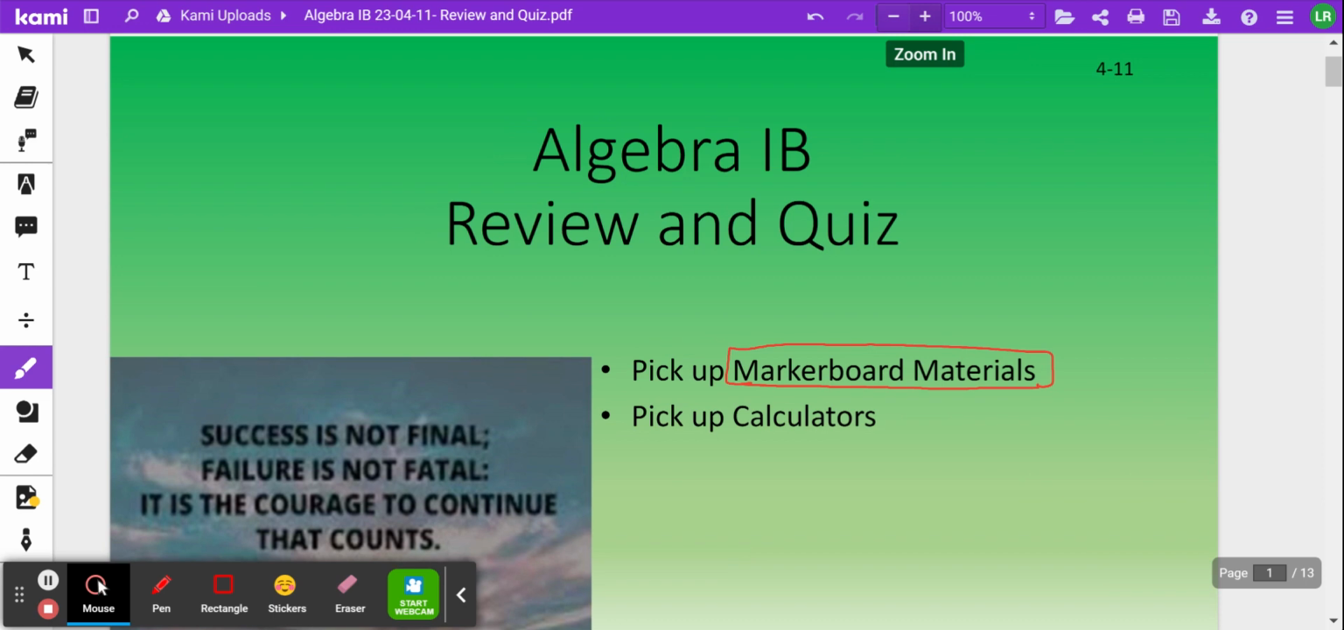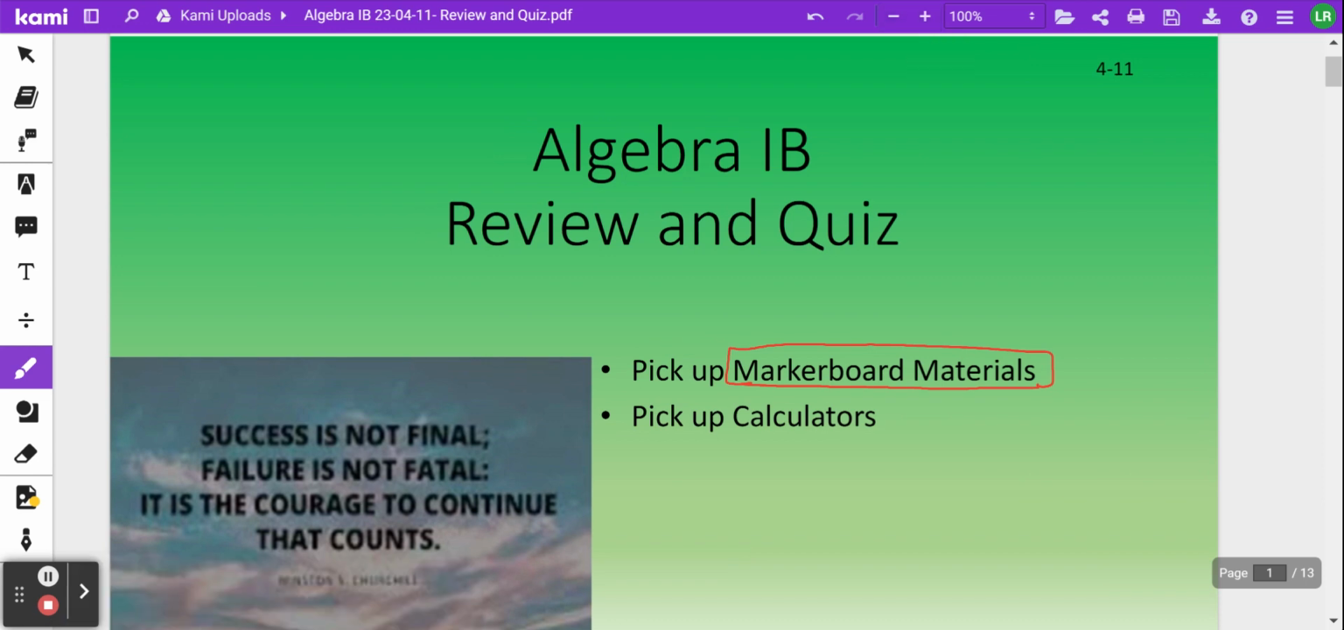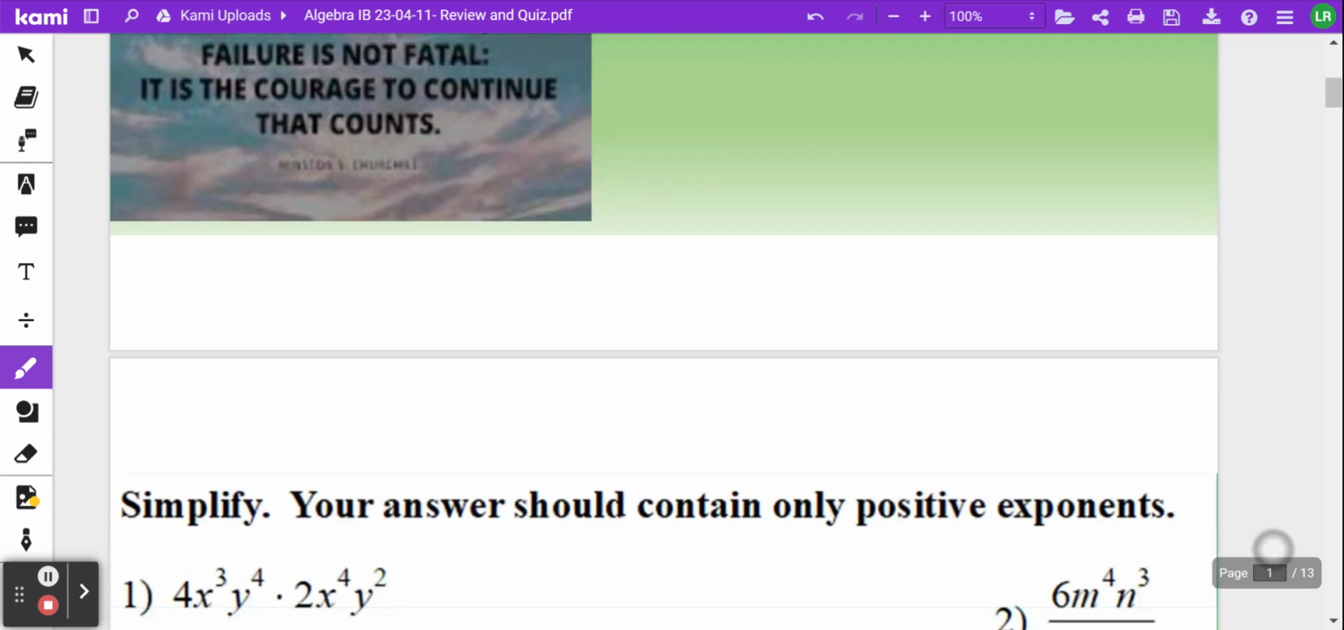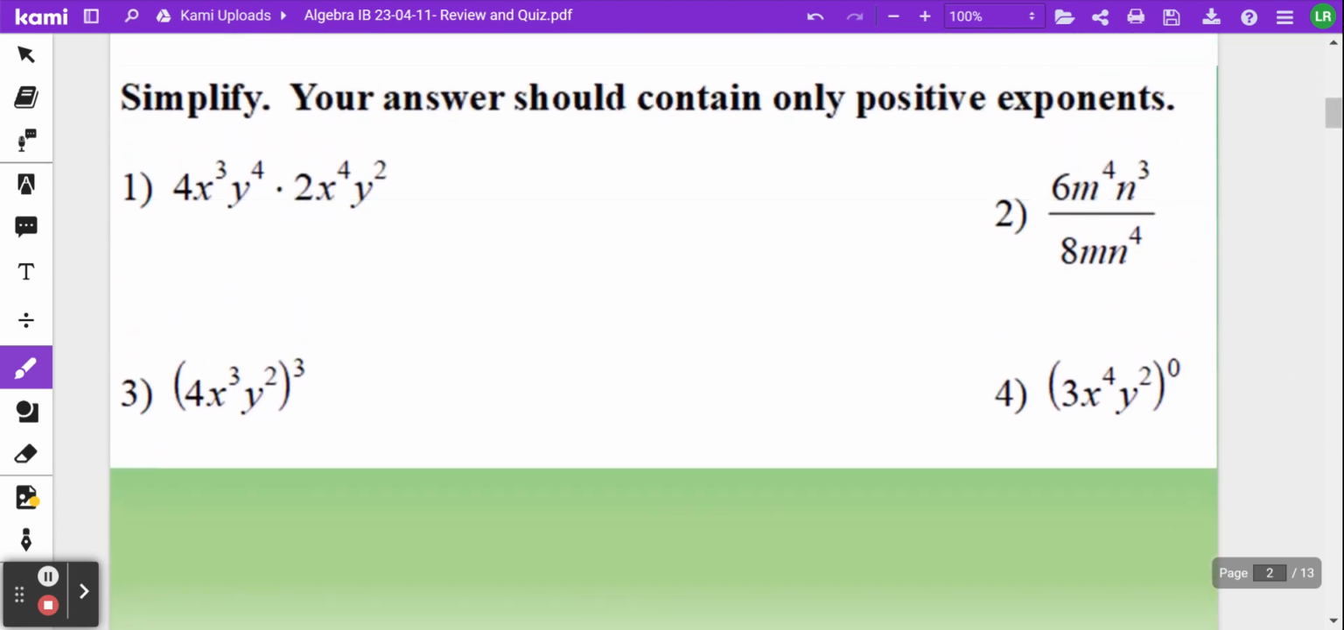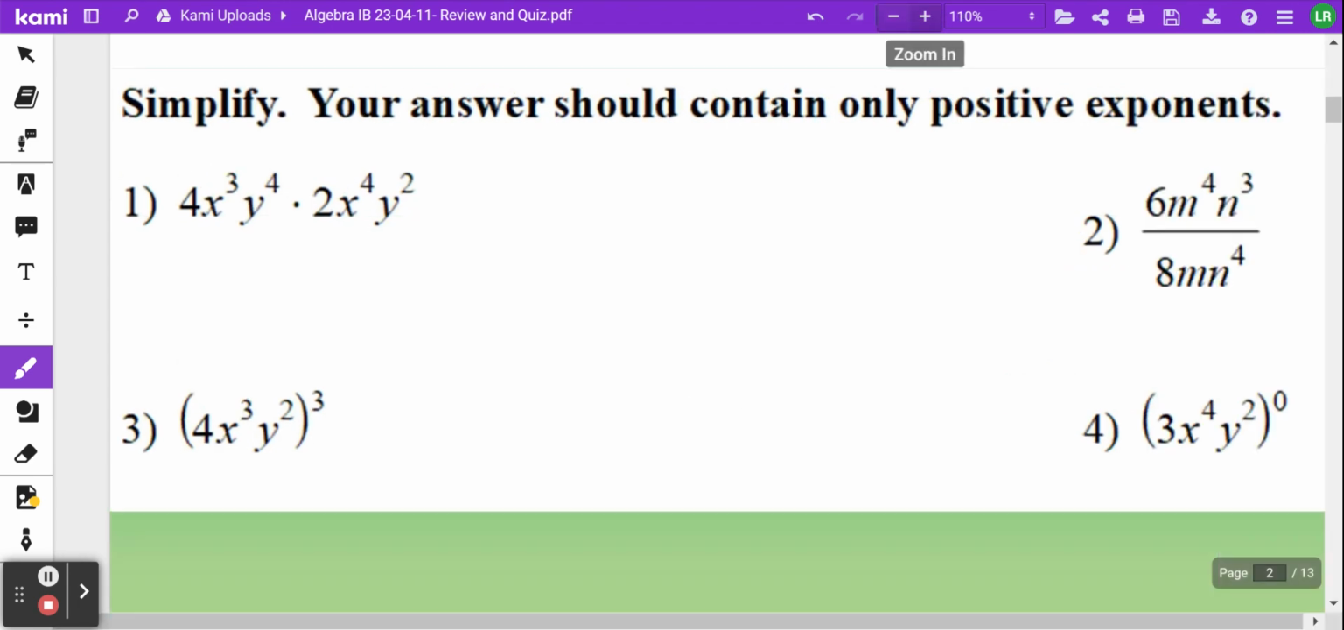And we are going to start off with this set of problems. Okay, some review on stuff from the last quiz that will end up being on our chapter test next week. So please pause the video and give the students 4 minutes to complete these 4 problems.